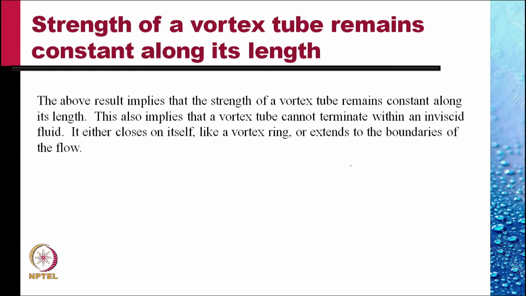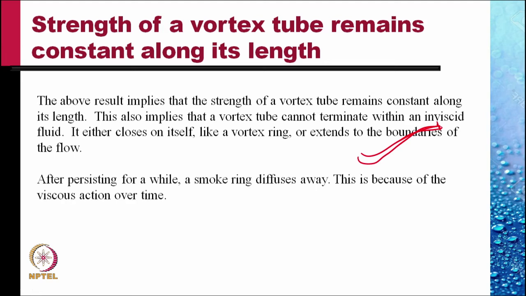And if this be so, this implies that a vortex tube cannot terminate within an inviscid fluid. Thus, if I have a vortex tube, it cannot end within an inviscid fluid, because what happens to the vorticity after that? So it must either close on itself like a vortex ring or extend to the boundaries of the flow. After persisting for a while, a smoke ring diffuses away. This is because of the viscous action over time.